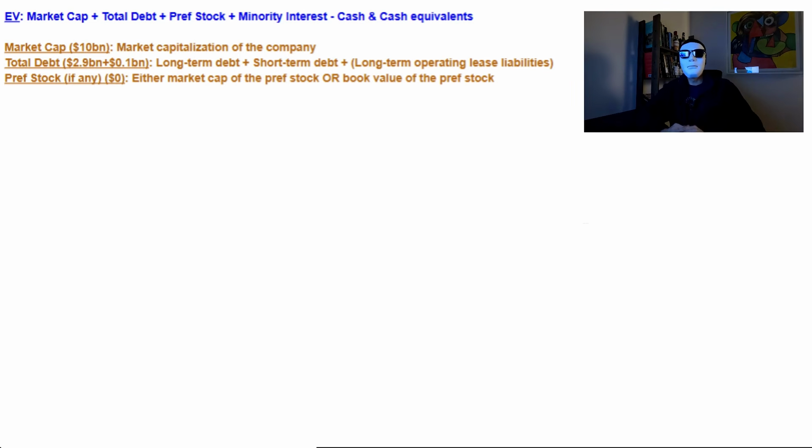The reason we include minority stake in the EV calculation is because we want to get a full picture of the company as a whole, including the subsidiaries which the company controls. For our case, let's also assume that this company has 0 minority stake.